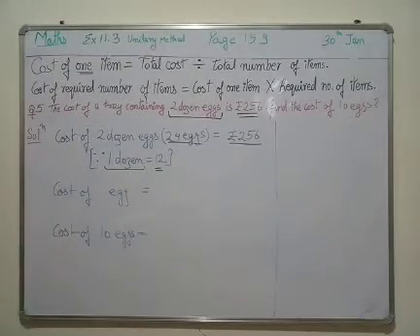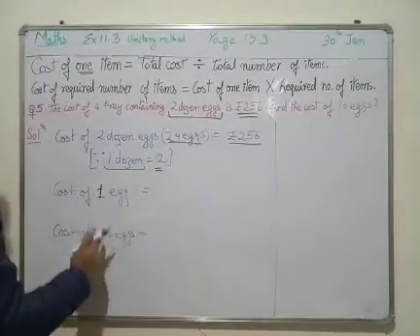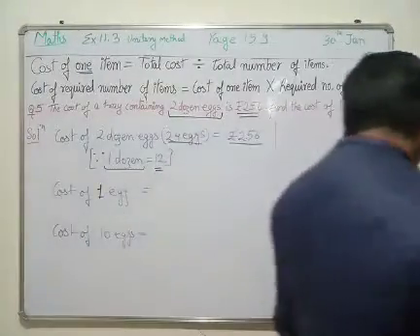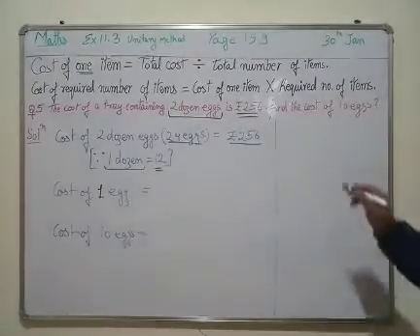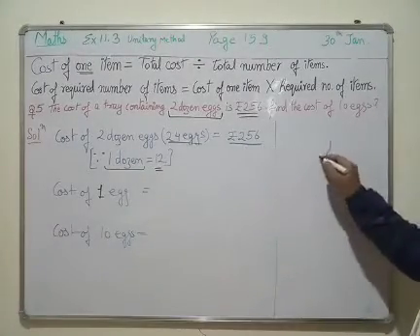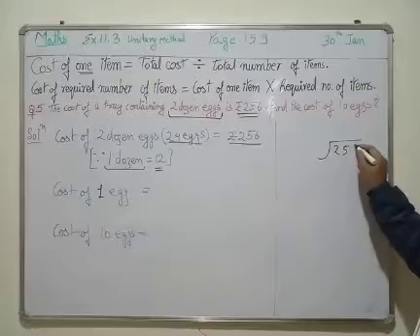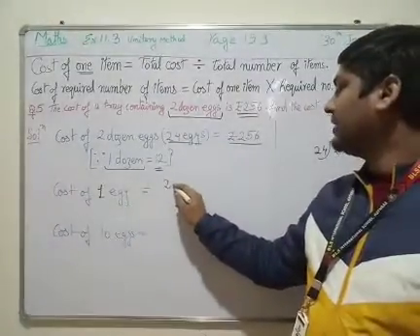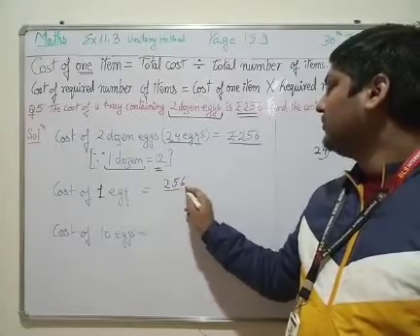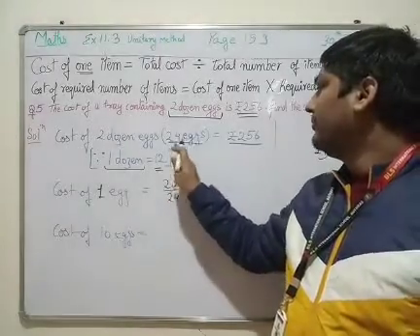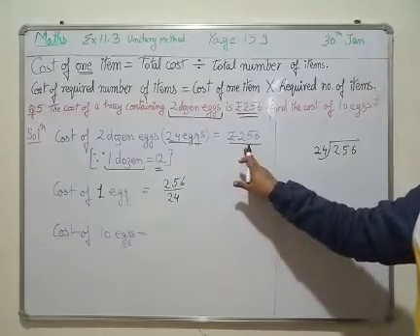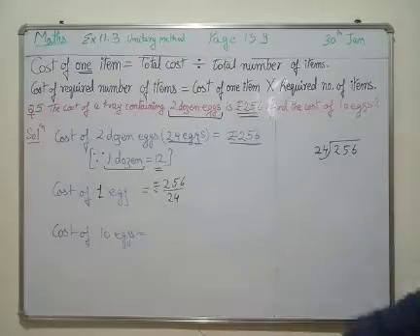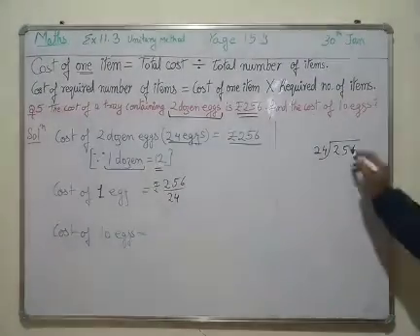So 24 eggs is equals to 256. So we will find the cost of 1 egg. Then we will find the cost of 10 eggs. So the cost of 1 egg, we will divide 256 by 24. That's how we will find the cost of 1 egg. 24 eggs are equals to rupees 256. Then we will have to divide it by 24. Then we will get the cost of 1 egg.